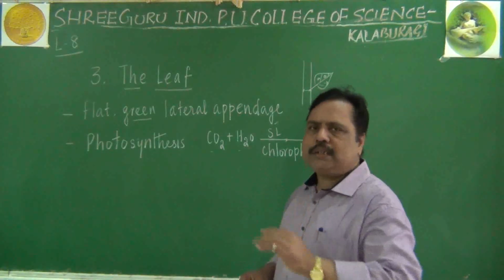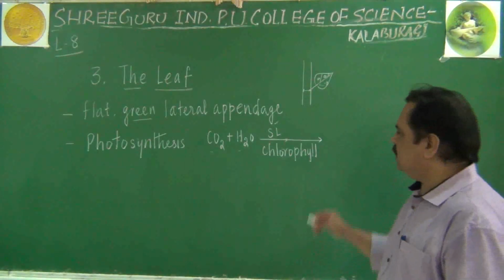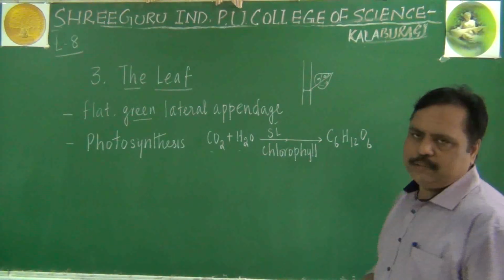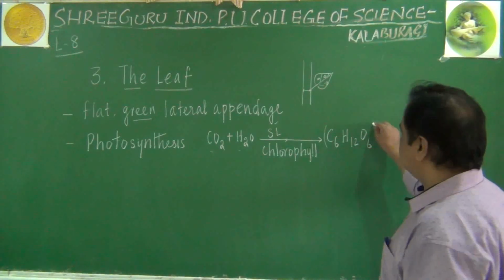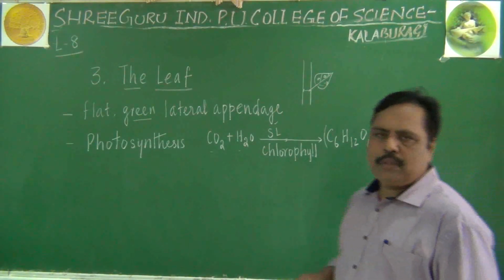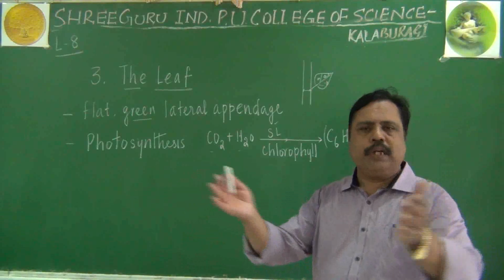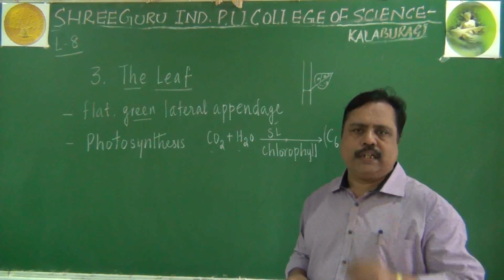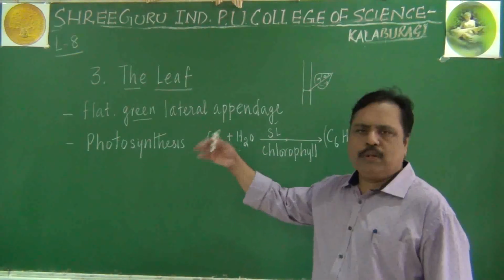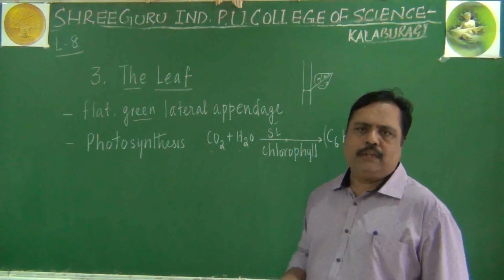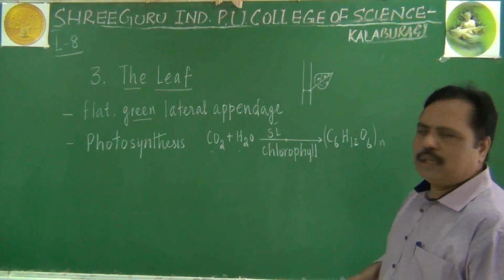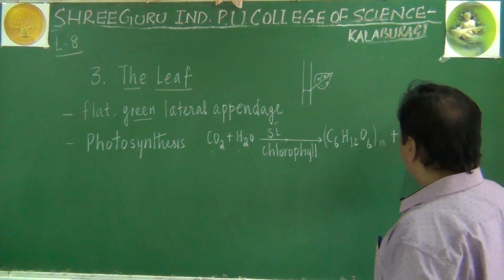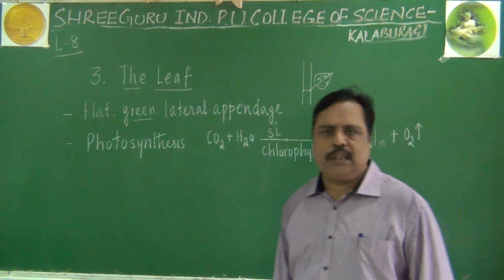What are the products obtained during photosynthesis? It is glucose or starch we can say. C6H12O6, when they are produced in many numbers, they combine among themselves and become starch, a macromolecule, a polysaccharide. We will study it in a detailed lesson in plant physiology. I am just giving you an outline here. In addition to this glucose, oxygen will be evolved during this process also.